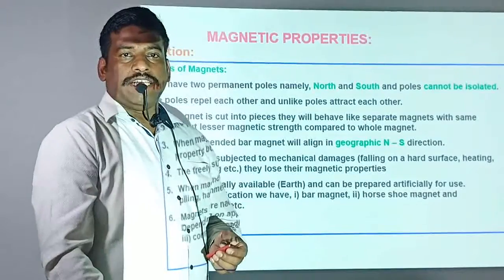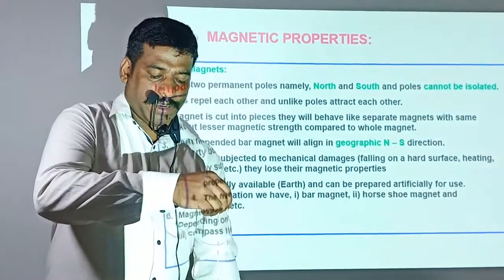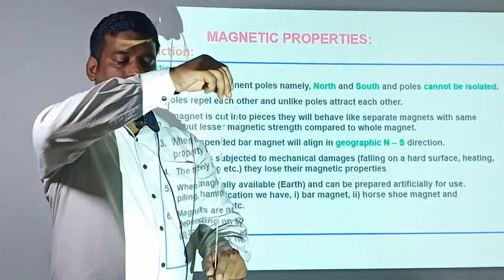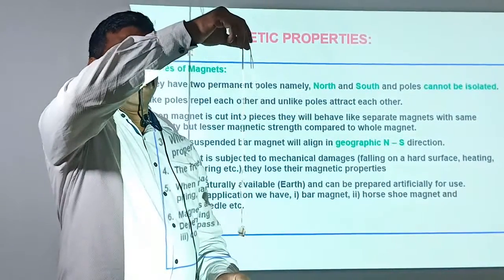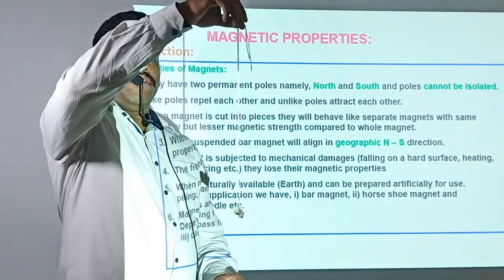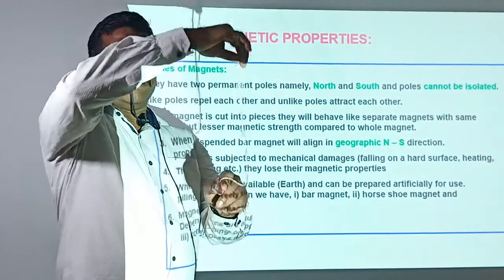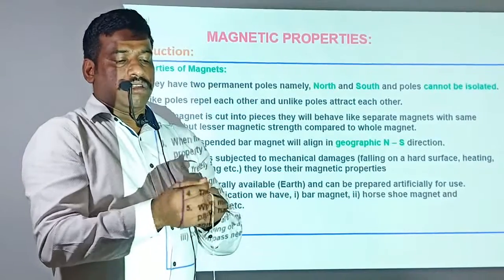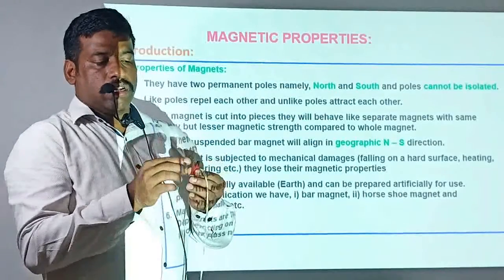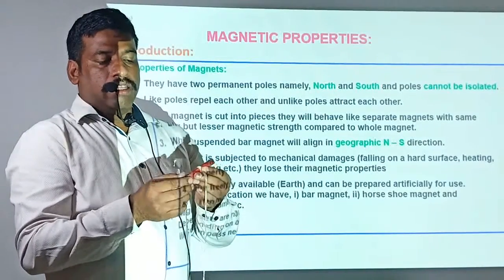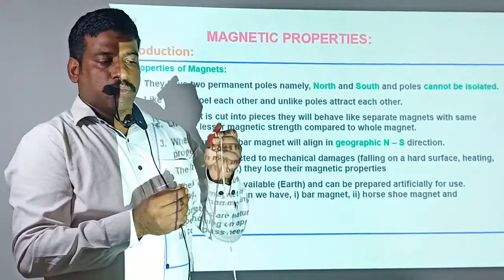How do we say that it is a north pole? Just take a bar magnet and suspend it freely in the air. It will stand still in a particular orientation, which represents geographic north-south. The pole region directed towards geographic north is taken as the magnetic north pole, and the region directed towards geographic south is taken as the magnetic south pole.